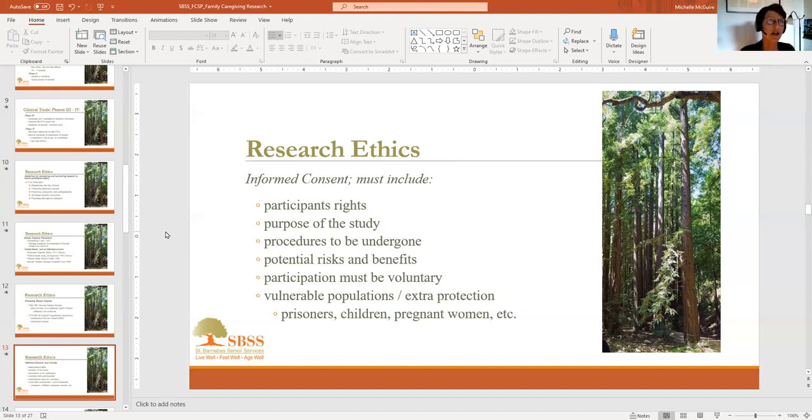And informed consent, a document must include a list of participants' rights, which there are like 10 of them, the purpose of the study, the procedures, the potential risks and benefits, the fact that participation is voluntary and you can leave at any time for any reason, and also that vulnerable populations get extra protection. And a vulnerable population is just that, a person who is more vulnerable. Let's say you're sick, you're a prisoner, you're a child, you're pregnant, maybe you're just a little more vulnerable than the general population. You get extra protections.